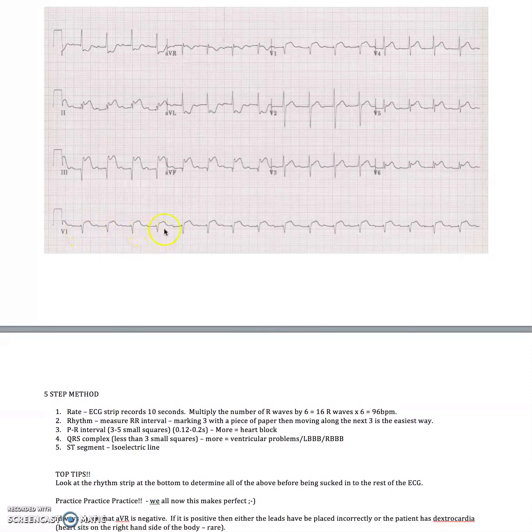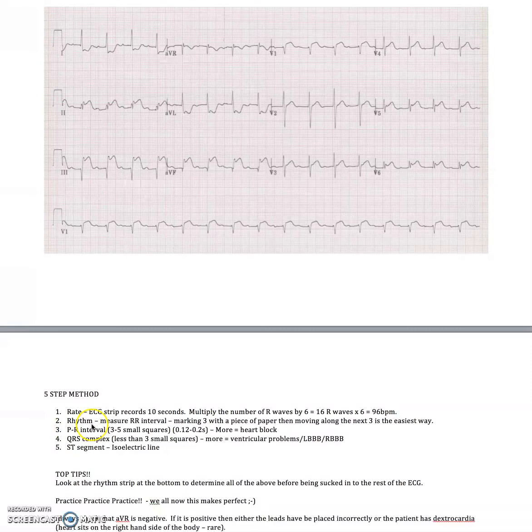We count the number of R waves across the whole rhythm strip and we'll multiply that by 6. Because this is 10 seconds long, this whole strip here. Okay, so we want to work out the number in a minute. We'll multiply the number of R waves by 6. There's 16 R waves, which gives us a rate of about 96 beats per minute. And once you've had a look at a lot of ECGs, you do get a feel for roughly how fast they are just by looking at them. It just comes with experience. Okay, so now we've calculated our rate.